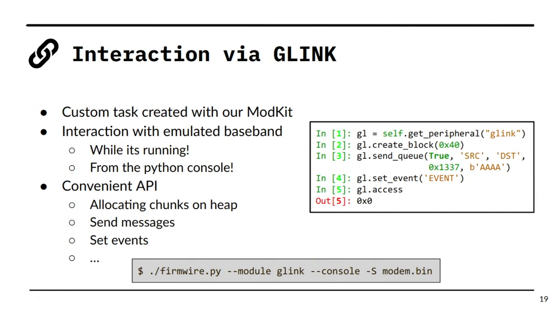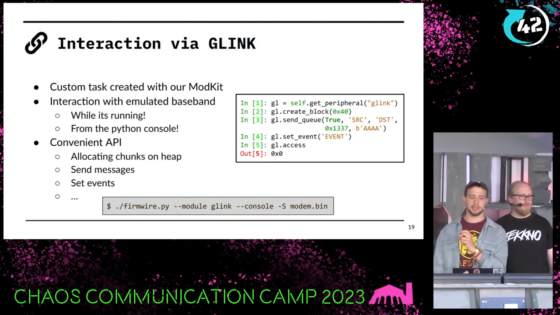And all of this is built on top of Jupyter notebooks. Not notebooks, console, sorry. Another cool thing integrated in the console is that we have our own task that gets injected as well. You can write your own task, but we inject this G-link task, which is the guest link task. It's a custom task that we created that basically forwards things from this Python console inside the baseband. So you are on the host, playing with your Python, and as you can see on the right, you can get this G-link handle to this G-link task on the inside.